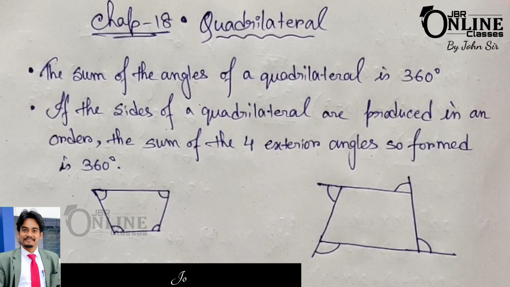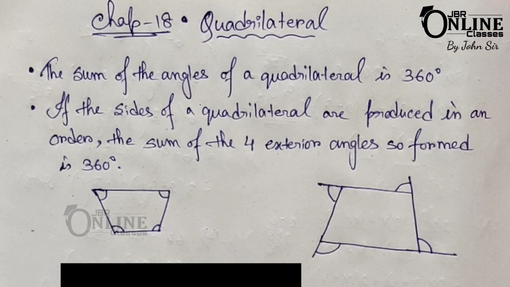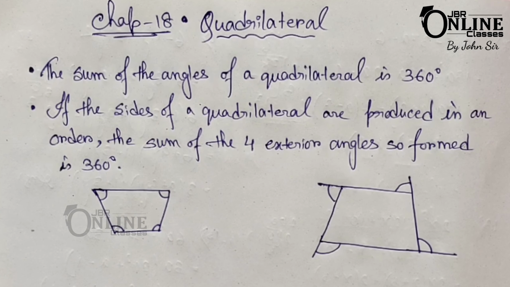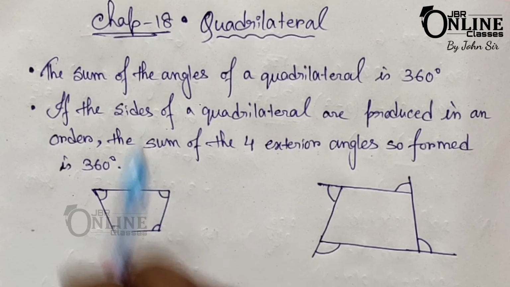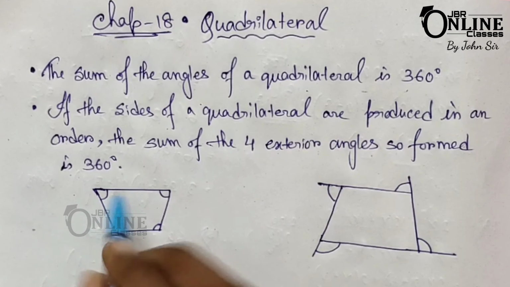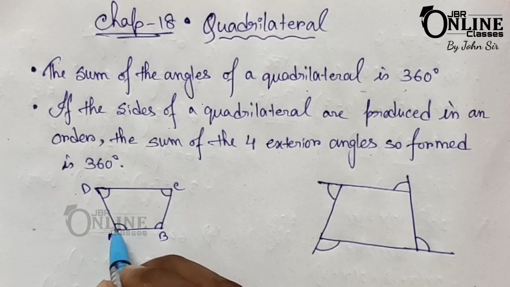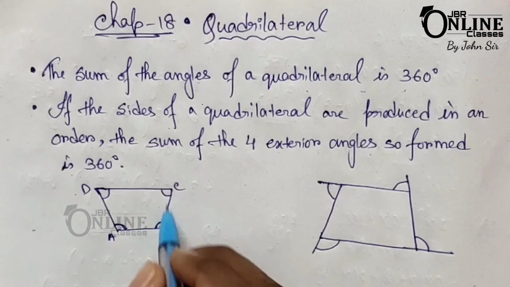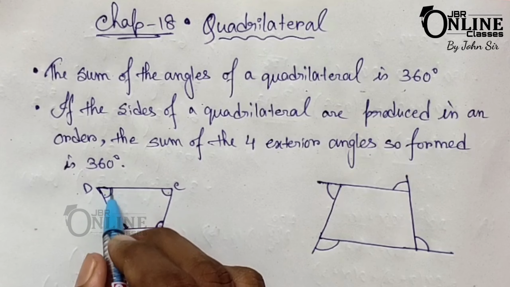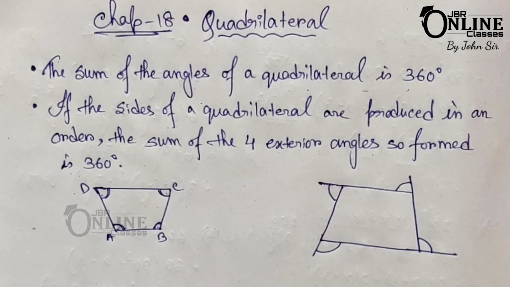Hello everyone. Today I am going to start chapter 18, quadrilateral. In this chapter you are going to learn two properties of a quadrilateral. Property number 1: the sum of the angles of a quadrilateral is 360 degrees. That means if ABCD is a quadrilateral, then the four angles, first, second, third, fourth, their sum is always 360 degrees. That is the first property.